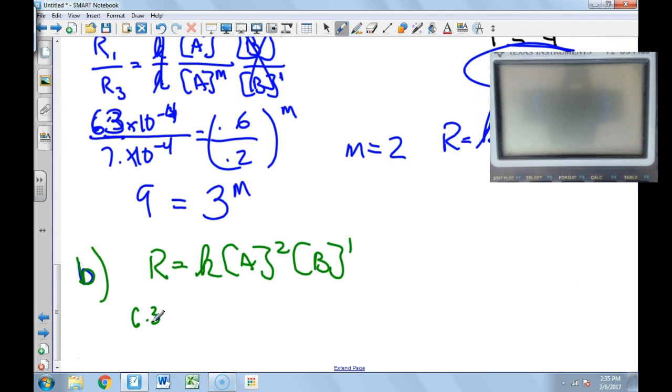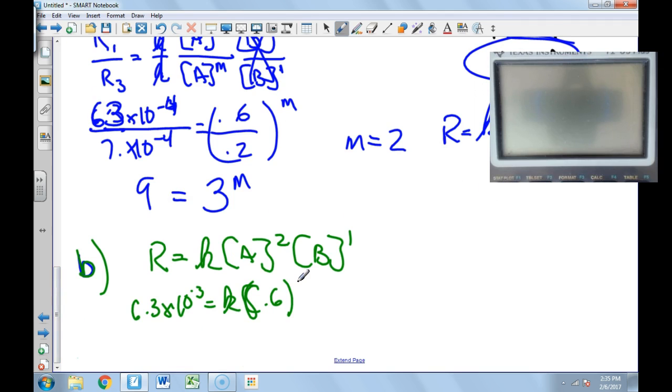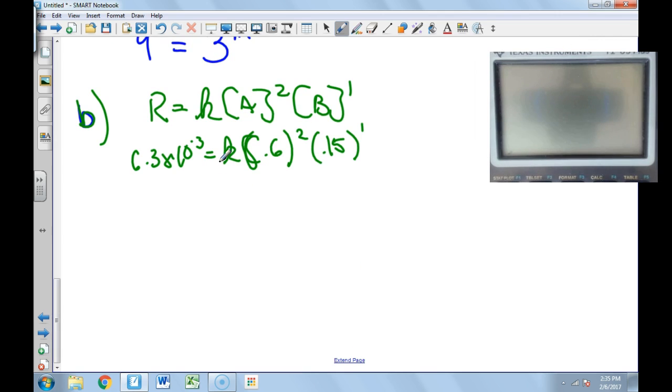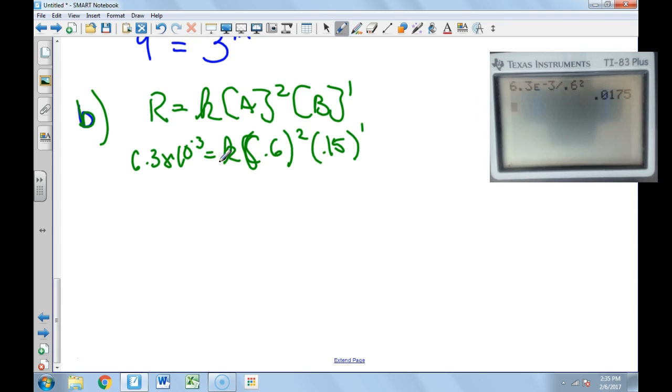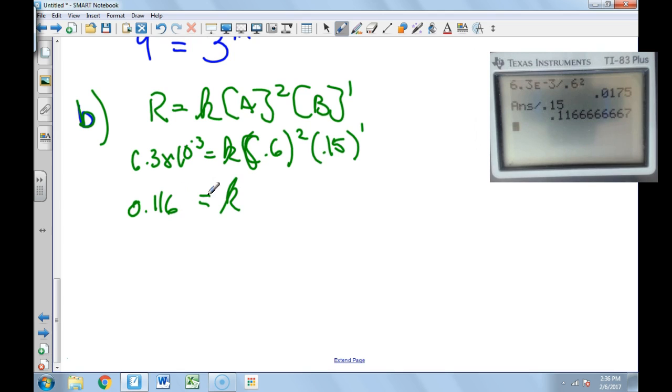So it's going to be 6.3 times 10 to the minus 3 equals K. We don't know what K is. And then A is 0.6 squared. And then B, I guess, is 0.15 to the first. And so now we do some math. So it's 6.3 times 10 to the negative 3 divided by 0.6 squared. Okay, that gives me that. And then divided by 0.15. And so we get an answer where K equals 0.116 repeating.